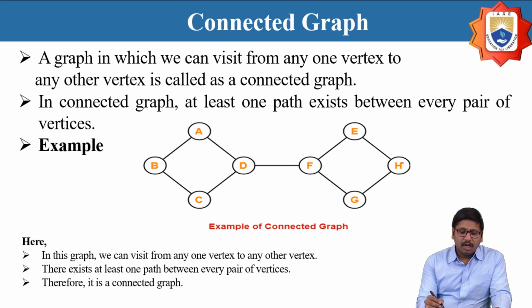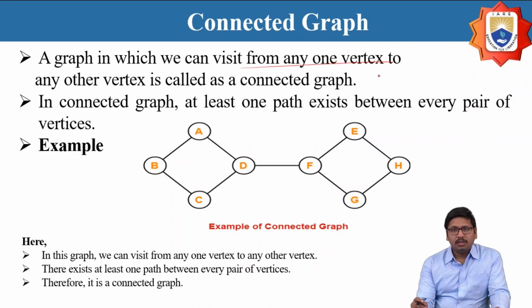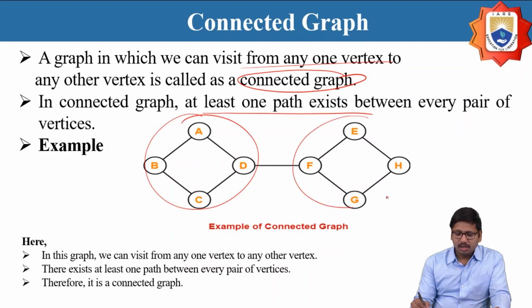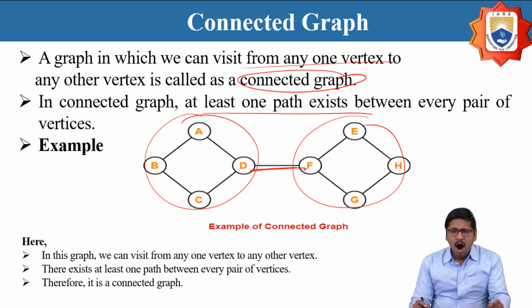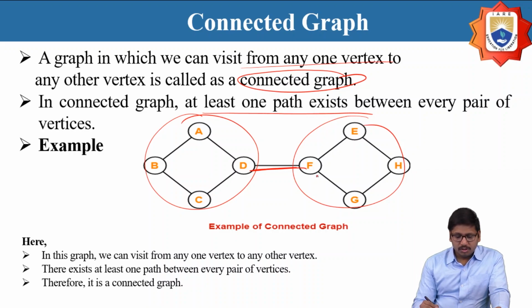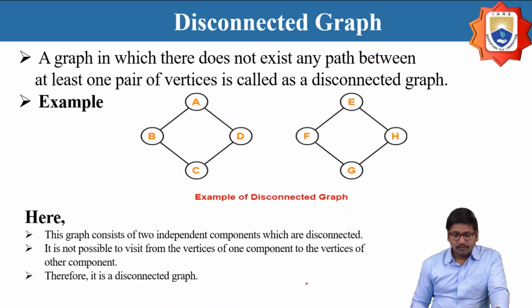A connected graph means a graph in which we can visit from one vertex to another vertex. In a connected graph, at least one path exists between every pair of vertices. So that's why I can call this a connected graph. This is one graph and this is another graph. Suppose I join these two graphs with a straight line, I can call this a connected graph. In this graph, you can visit from one vertex to another vertex, and therefore there is at least one path between every pair of vertices. Therefore, it should be a connected graph.